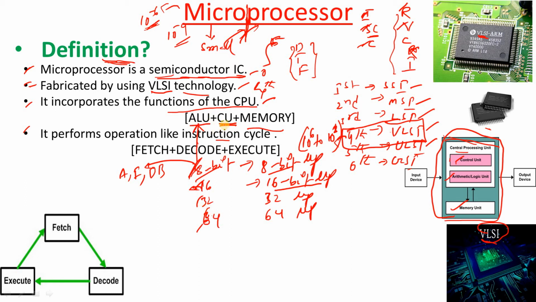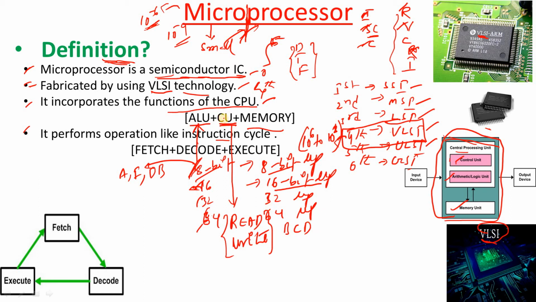Coming to the second case, the control unit. The control unit is used to generate the control signals. What control signals do we generate? Mainly the read control signal and the write control signal. Not only these two, with the help of a bus controller device, we generate different control signals: IO read, IO write, memory read, memory write, instruction fetch, interrupt acknowledgement. Different control signals are generated with the help of the control unit.